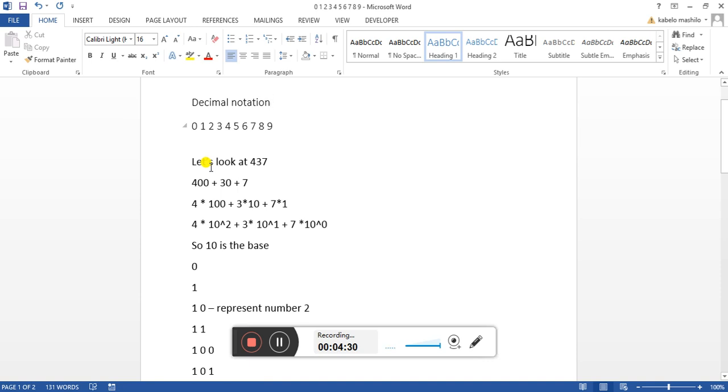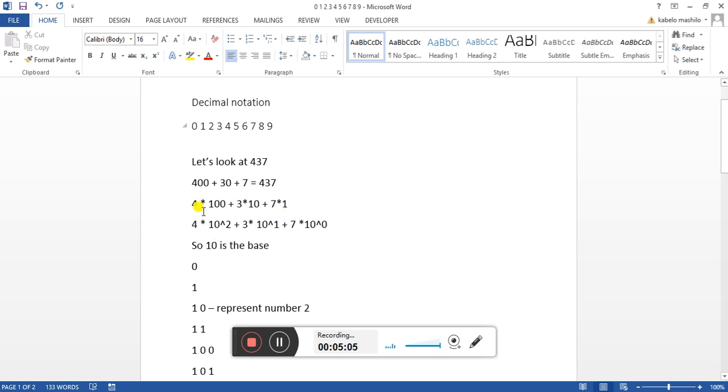Let's look at 437. We just want to break down 437 as to what it's all about. We can break down 437 as 400 plus 30 plus 7, which will give you 437. And 400 we can break down as 4 times 100, which gives you 400, plus 3 times 10, which gives you 30, and then plus 7 times 1, which gives you 7.